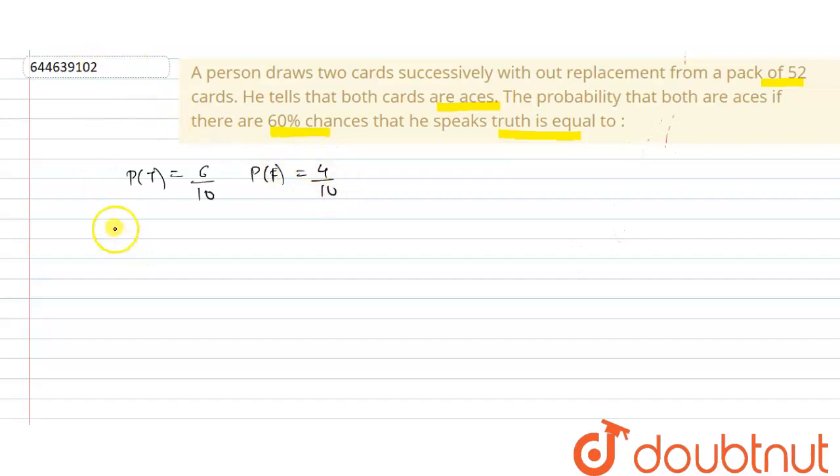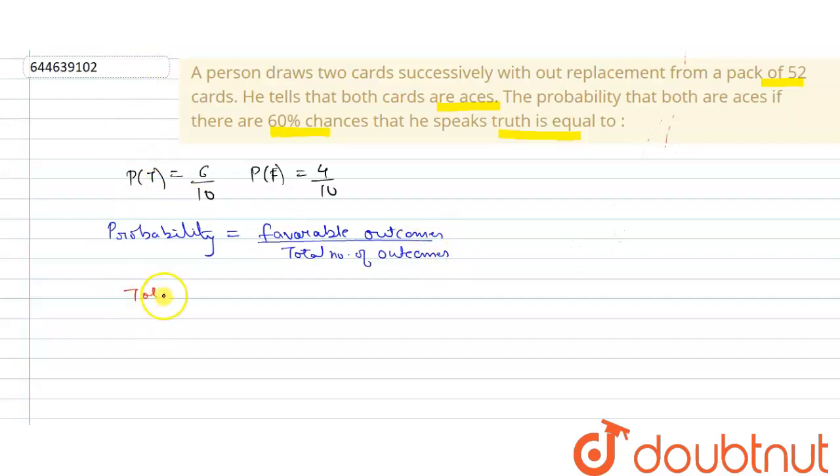Now we know that probability is equal to favorable outcomes upon total number of outcomes. In our case, total outcomes are, he draws two aces, so there are 4 aces in a pack of 52 cards.